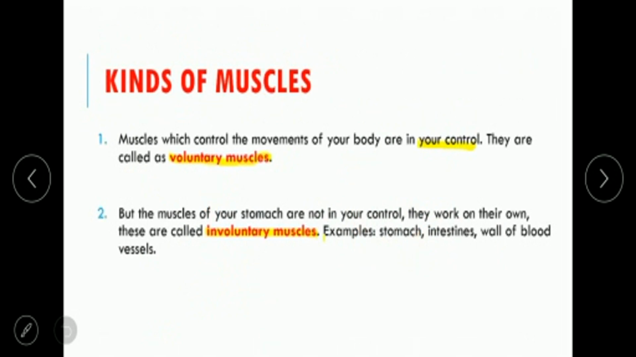After this, we will see the kinds of muscles. Muscles which control the movement of your body are in your control. They are called voluntary muscles. But there are some muscles, such as those of your stomach, that are not in your control. So they work on their own. They are known as involuntary muscles. For example, stomach, intestine, walls of blood vessels, etc.